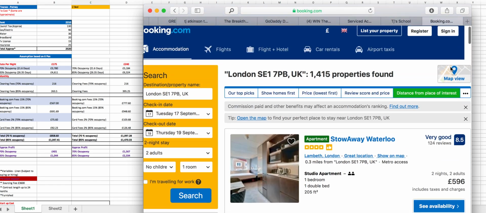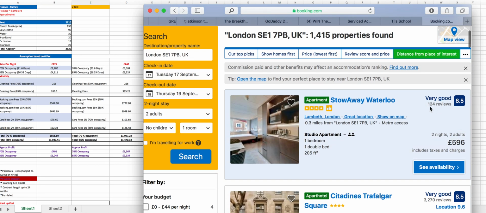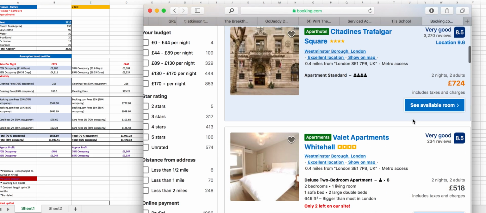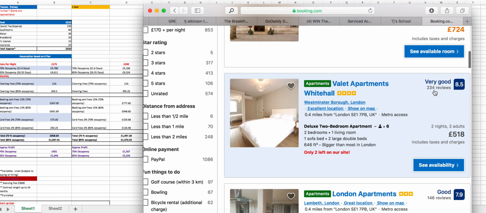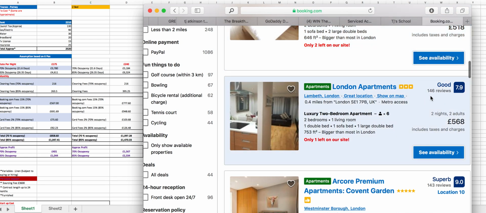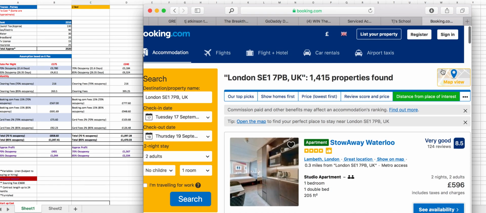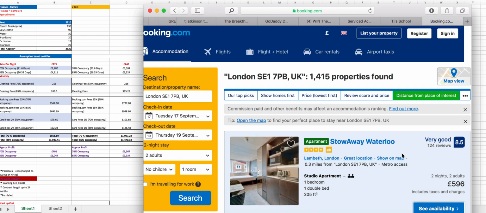So let's go back to this. So this person right here, we would say is credible, 124 reviews. We would say this person, of course, is credible, but we don't use them because an apart hotel is a different strategy, albeit within the same family, but a different strategy. So we never use that for the analysis. Then we look at this person, 234, valet apartment Whitehall. We would say they're credible. Then we go down here and we say, look at this person right here, 146. Would we say they're credible? Of course we would. What we are looking for is 3 or 4 people on the front page that are classed as credible.